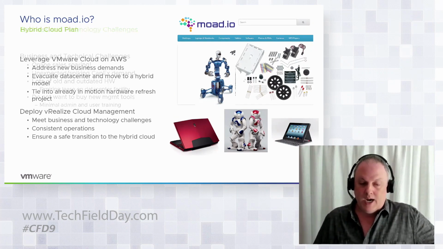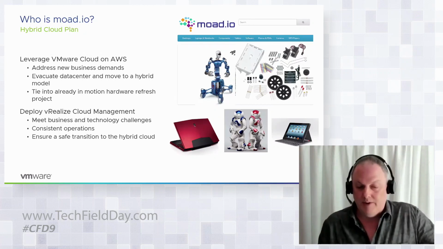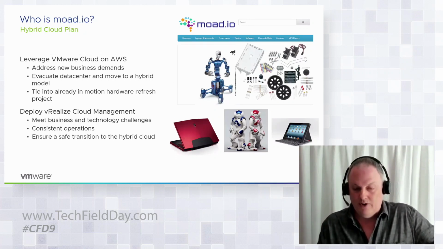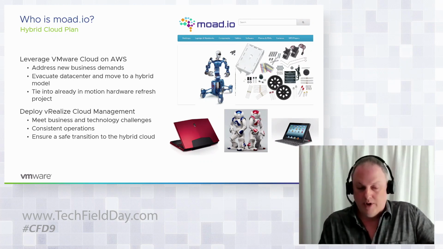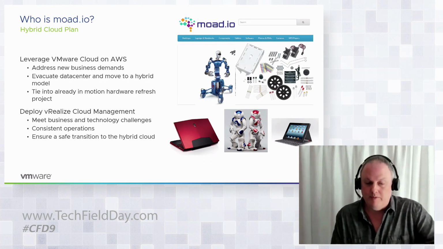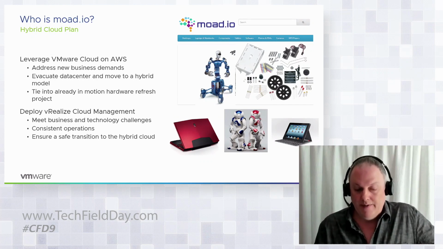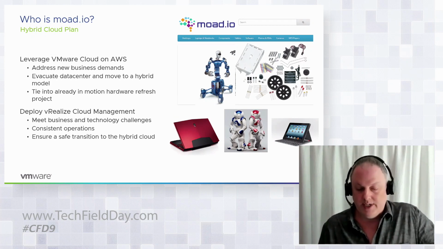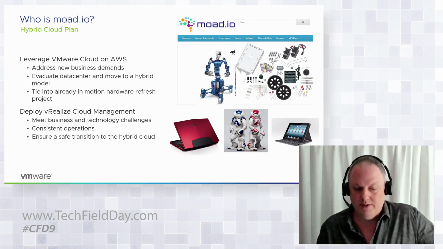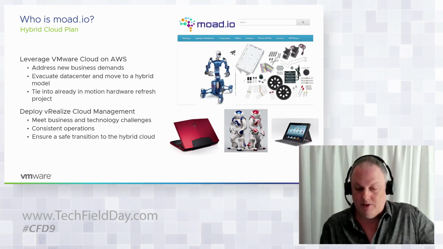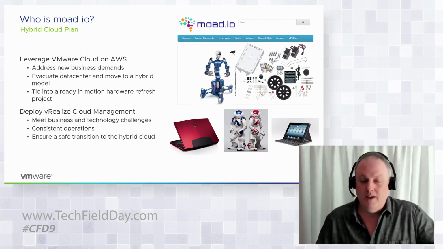So with that, we want to basically leverage VMware Cloud on AWS to handle these demands. We're going to start evacuating out of our data centers and moving to a hybrid cloud model. And then we want to tie in with our hardware spend and refresh. And then the last thing here is to leverage our vRealize cloud management tools to meet our business challenges and ensure we have consistent operations across our hybrid cloud environment, so both on-prem and in the hybrid cloud.